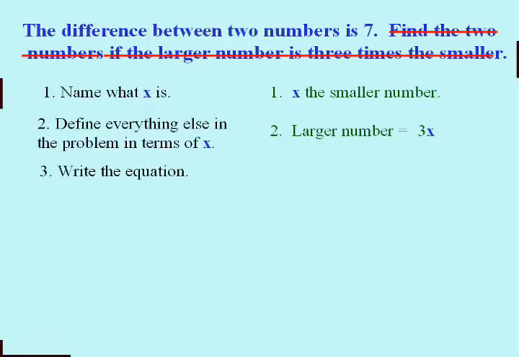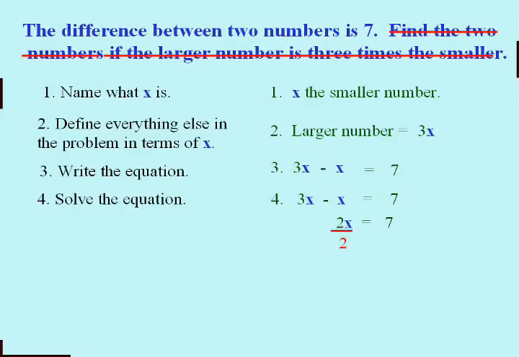The difference between the two numbers, difference infers subtraction. The larger number minus the smaller number is 7. Good thing I wrote out steps 1 and 2, and good thing I crossed out. Okay, well, I have an equation. I'll make this look good. Let's solve it. 3x minus 1x is actually 2x, and I have here a 2 that I have to get rid of. He's multiplying, so I'll divide both sides, and I get, in this case, x is 7 divided by 2, or 3.5.